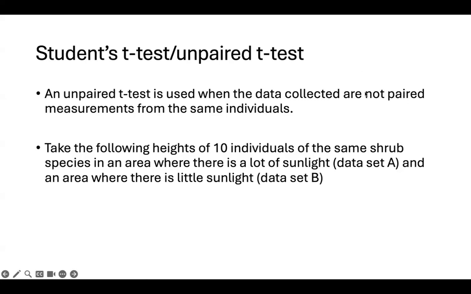Okay. In an unpaired t-test, the data is not paired, measurements are not taken from the same individuals. For example, we're going to take the height of 10 individuals of the exact same shrub, where there is a lot of sunlight, and in an area where there's little sunlight. So we're taking 2 different measurements from 2 different groups, if that makes sense. So it's the same species of shrub, but this is going to be shrub A and this is shrub B. The species is the same, but there are 2 different individuals where this is being calculated.